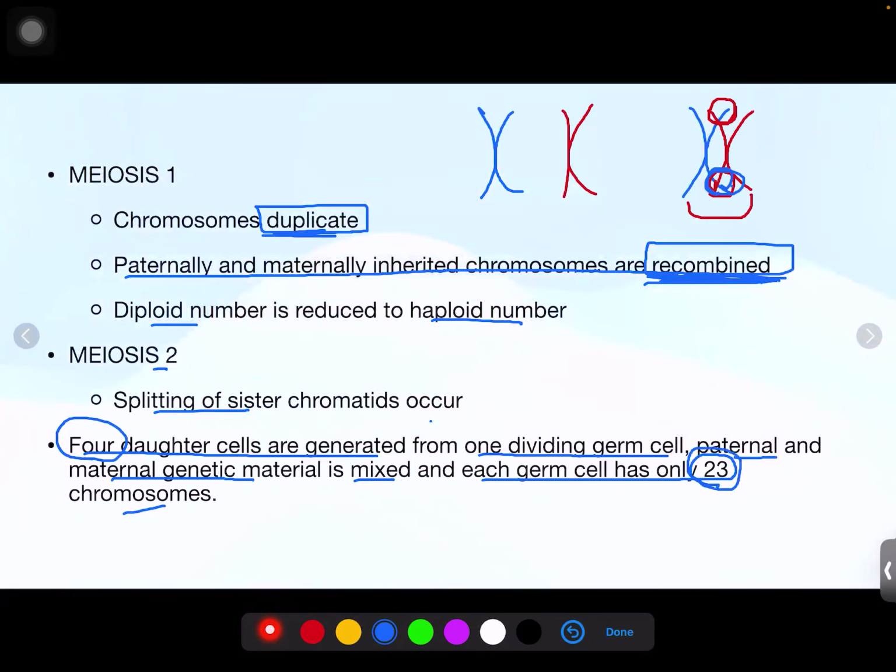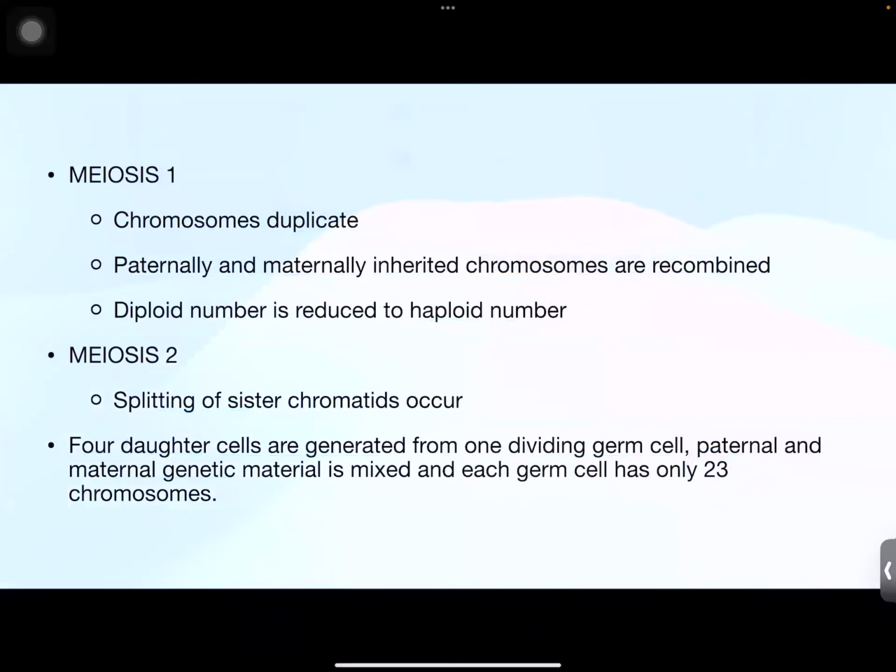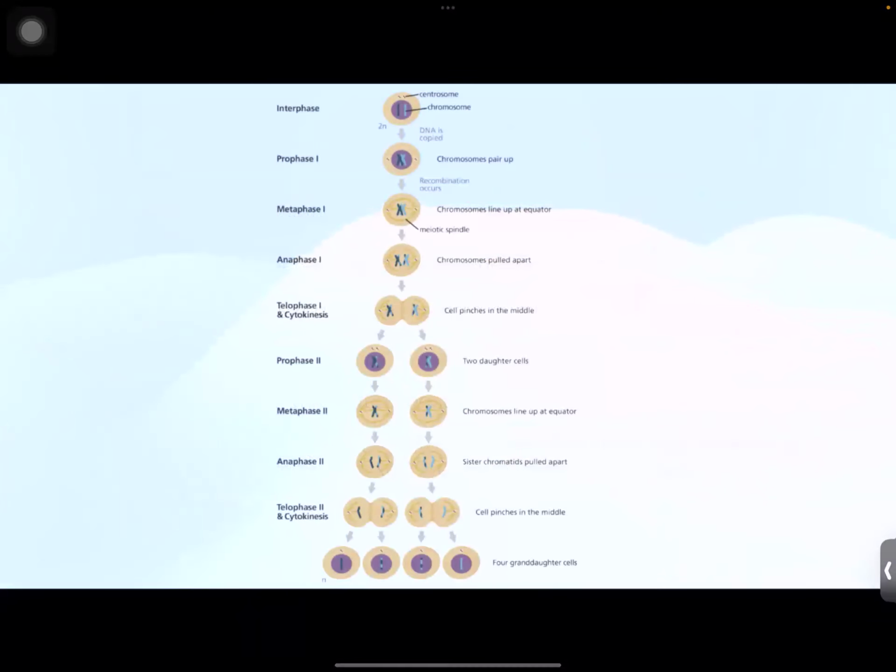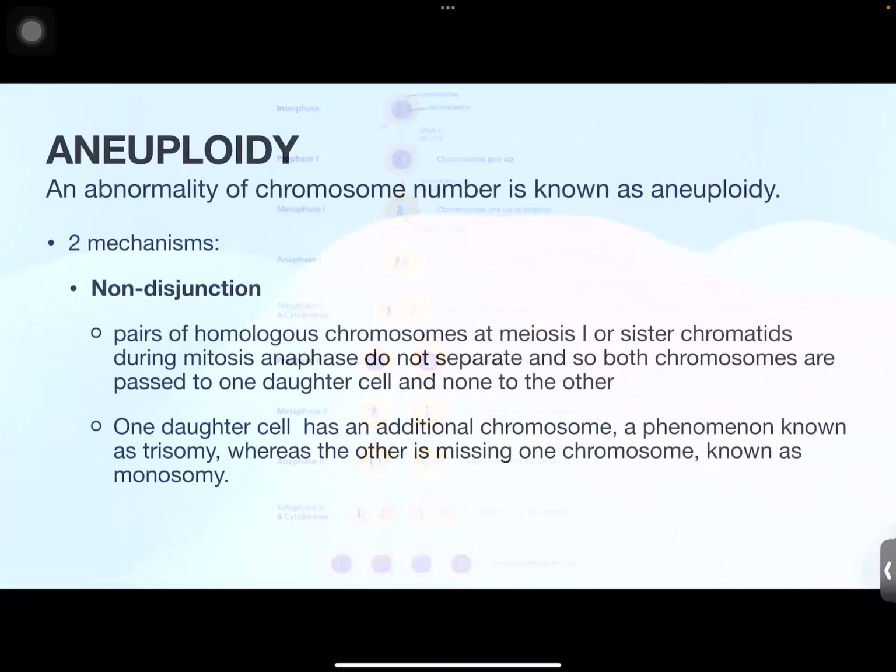So in meiosis, the diploid number is reduced to the haploid number, but in mitosis, the chromosome number remains the same. The diploid cell divides, and 2 identical diploid daughter cells are produced. Okay, so these are just 2-3 differences between mitosis and meiosis. You just have to have a good understanding of these.